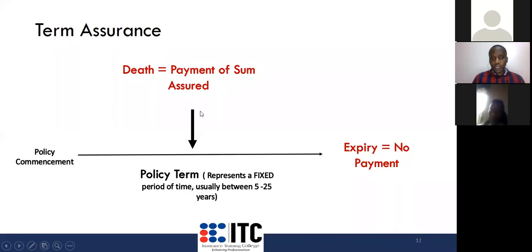So if death occurs at any point within this policy term, then a sum assured is paid out to the beneficiaries of the life assured, the policyholder.